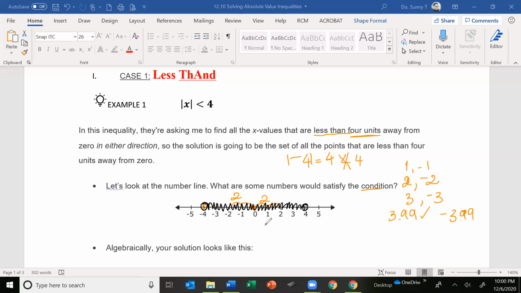On the graph, it looks like this: an open circle, then x in the middle, and then another open circle, with -4 and 4 in mind. Algebraically, because x is between those two values, we put x between -4 and 4. So -4 less than x less than 4.